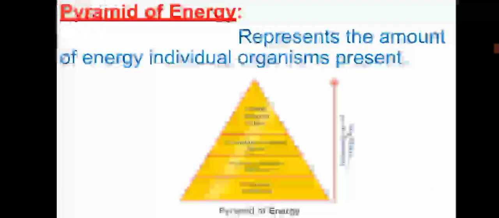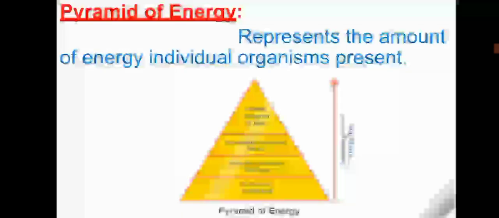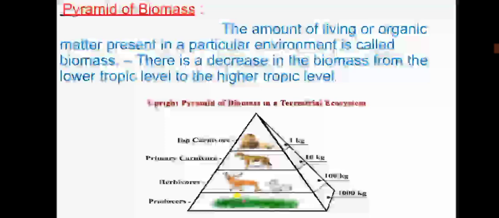Similarly, pyramids of energy means the amount of energy of individual organisms present in each trophic level. For example, the producers, how much quantity of energy it produces. Primary consumers, how much quantity of energy it produces. So, based on the energy level, the organisms are classified. It is called a pyramid of energy. And pyramids of biomass.